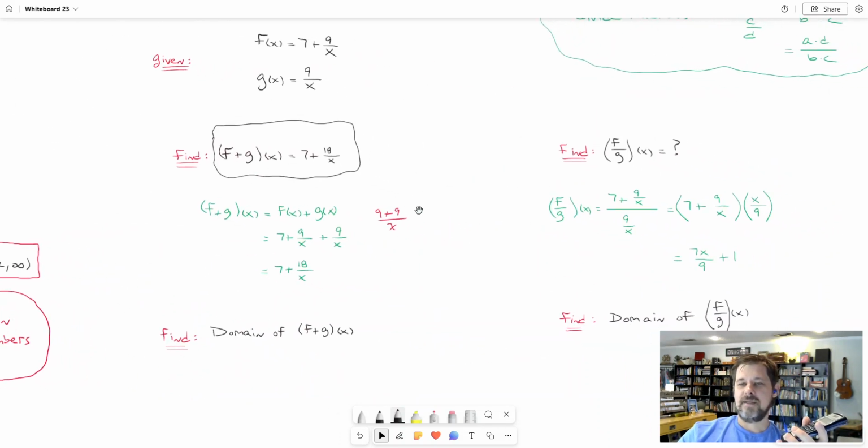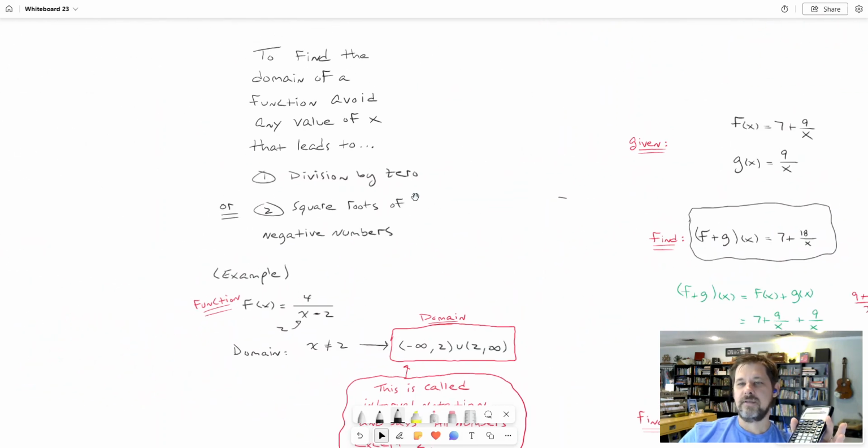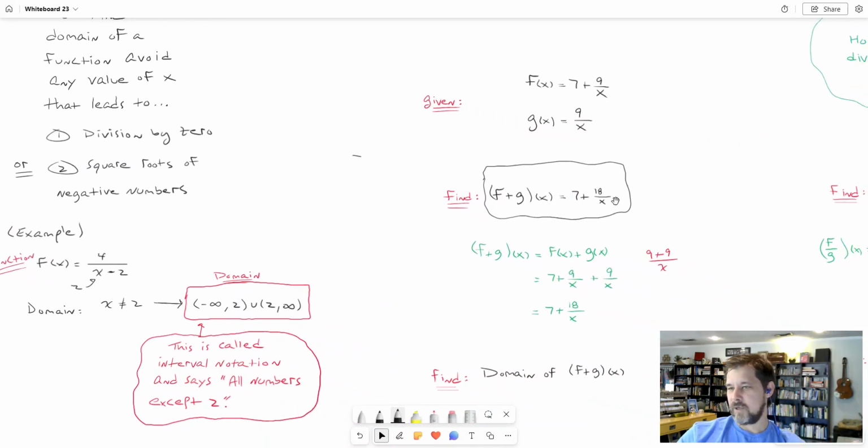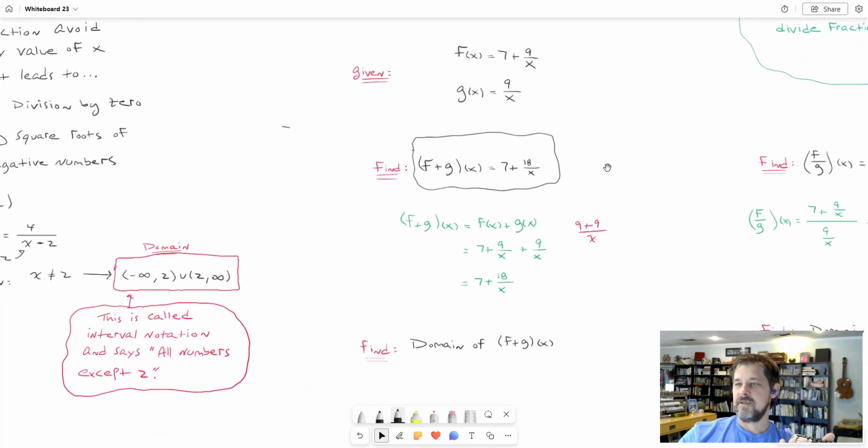What's the domain of that? See, here's function f plus g. What's the domain? Well, we would want to avoid any values of x that lead to dividing by 0 or square roots of negative numbers. This doesn't have a square root in it, so I don't have to factor that into it, but it does have division. Is it possible that you'd be dividing by 0 in this function?